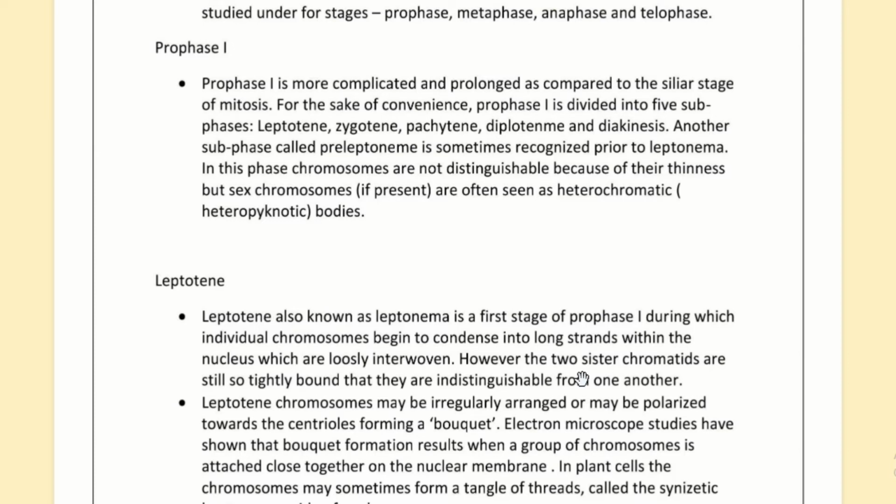leptotene, zygotene, pachytene, diplotene, and diakinesis. Another subphase called pre-leptonema is sometimes recognized prior to leptonema. In this phase, chromosomes are not distinguishable because of their thinness, but sex chromosomes are often seen as heterochromatic bodies or heteropycnotics.